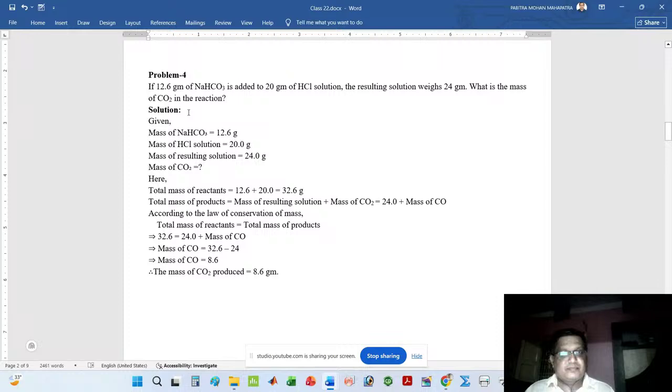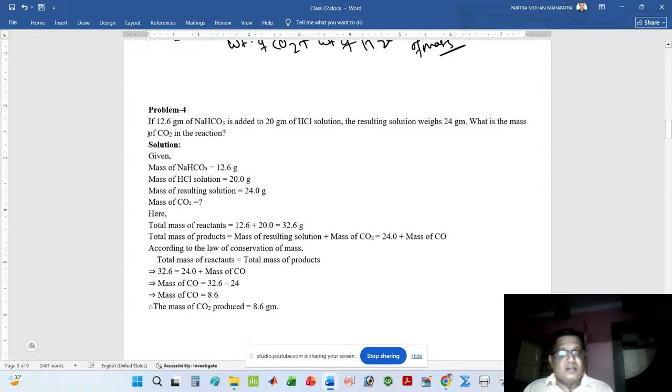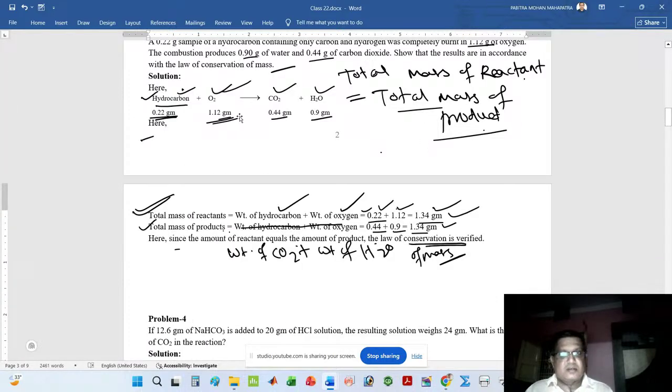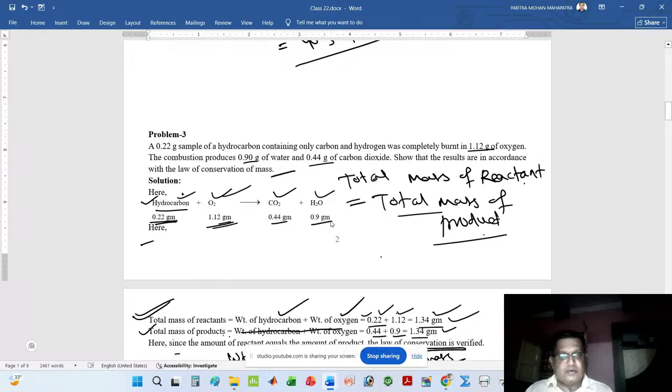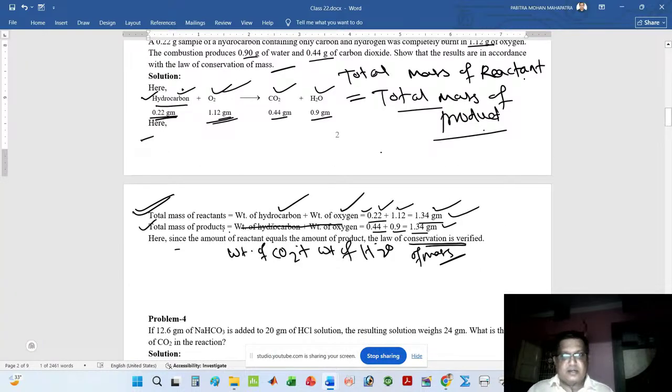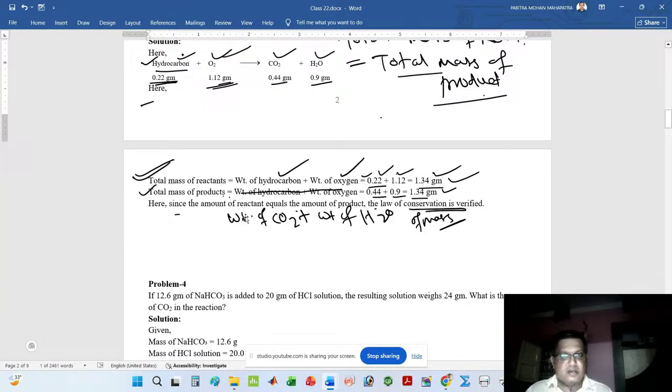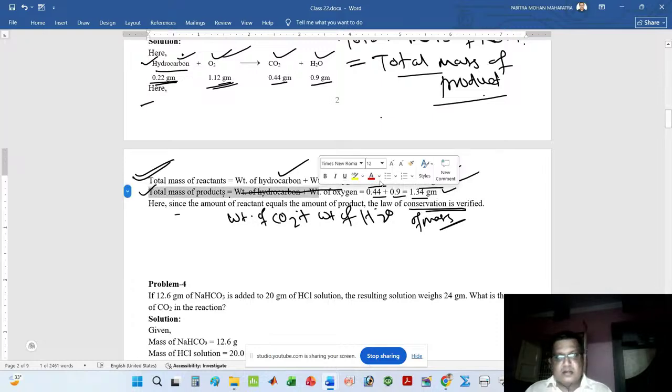Look at that. Here slightly some mistakes, so I will rectify later. Now move to problem number 4.